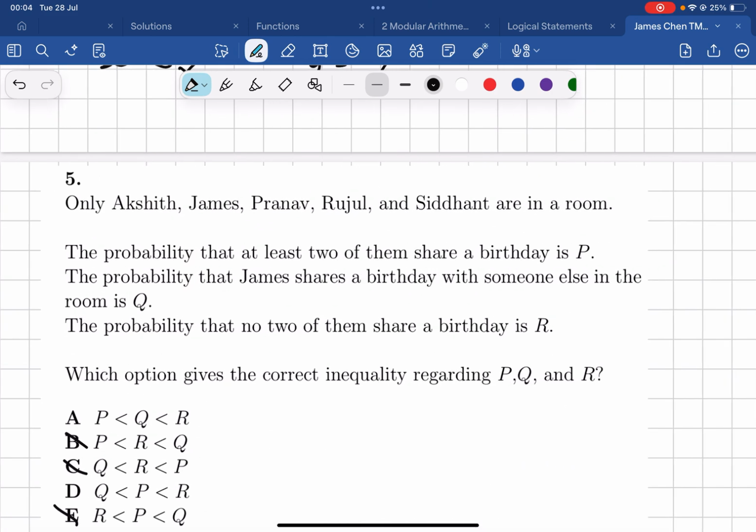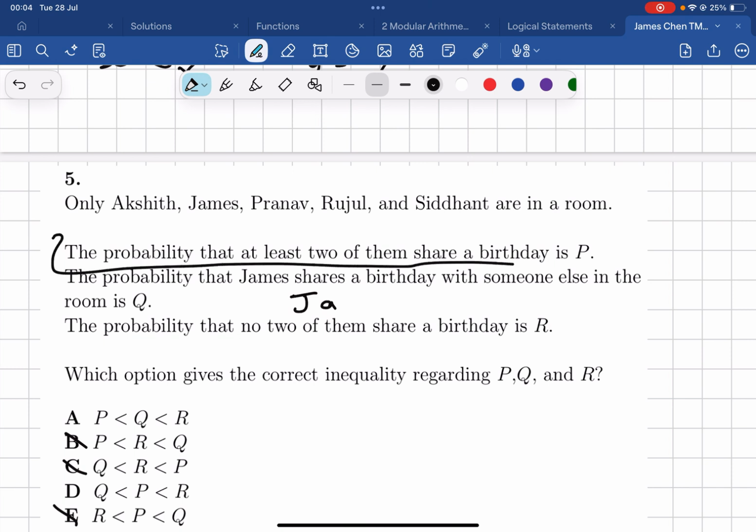So let's have a read of them again. The probability that at least 2 of them share a birthday. The probability that James shares a birthday with someone else. Essentially, these 2 statements are telling us similar things. The probability that James and someone else is, you could say, a smaller case of the first statement, because this is the case where James and one other, let's call them person A, shares a birthday, and this is the probability that 2 of them share a birthday.